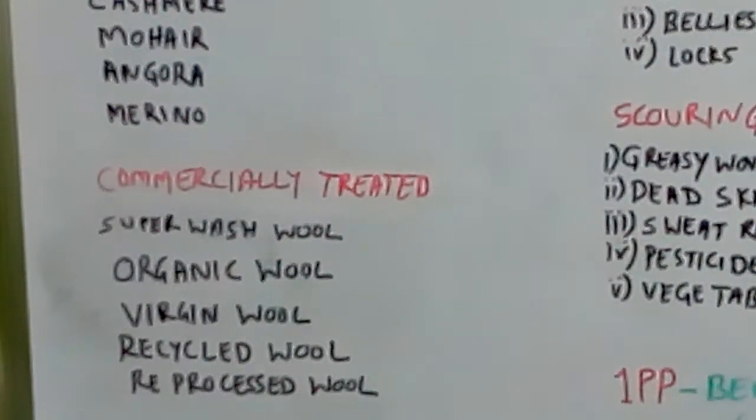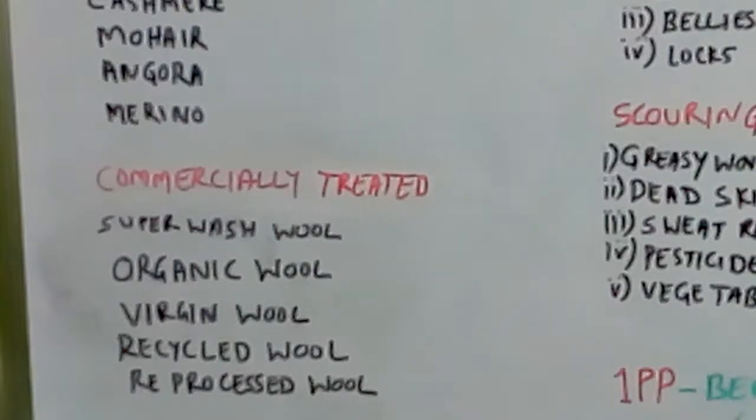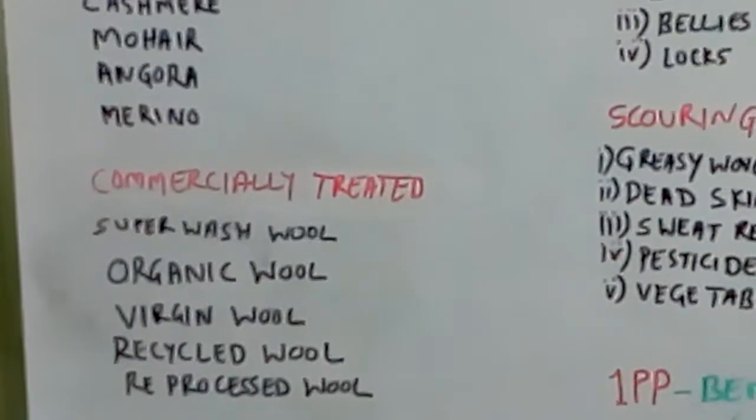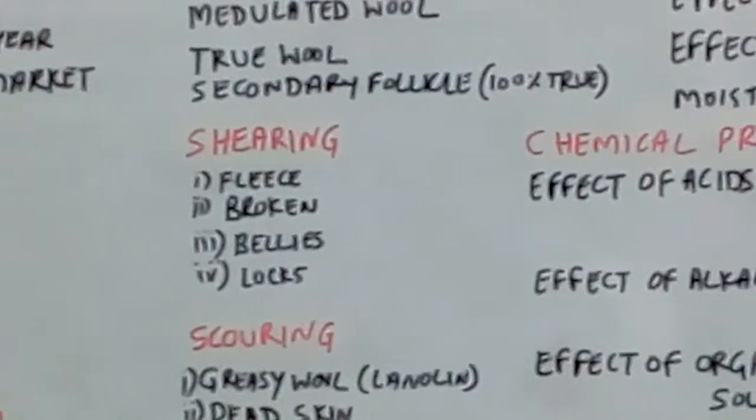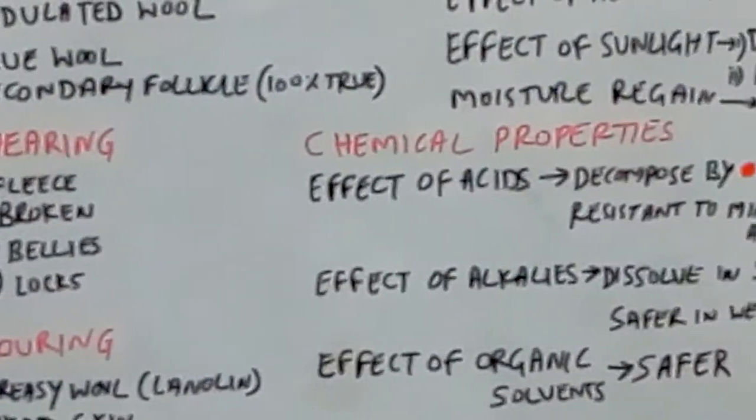Superwash wool is washed in some acidic bath to reduce the crimp, to enhance the properties, to alter the properties. Some chemicals they will use in the acidic bath. Okay, this is commercially treated wool. Now we'll go for the physical properties of wool fiber.